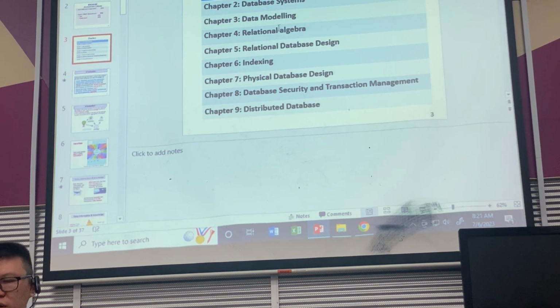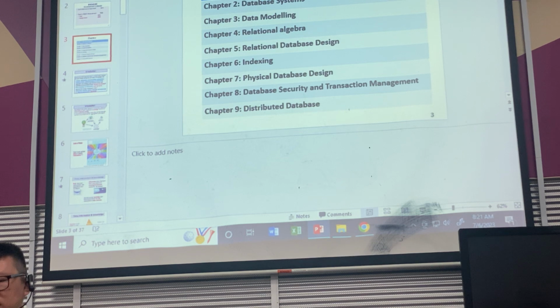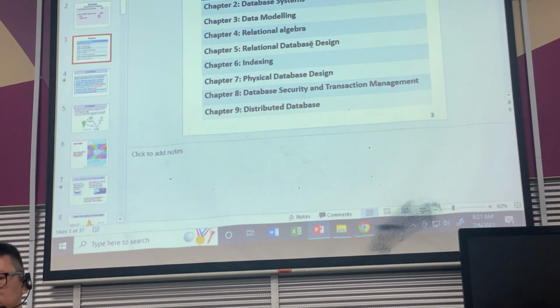So your midterm test covers chapter 1 to chapter 5. Chapter 5 is normalization. This one is relational algebra, symbols, and so on. This one is data modeling. This is theory, these first 3. So every chapter from chapter 1 to 5 is covered. Okay, so this is our midterm test.